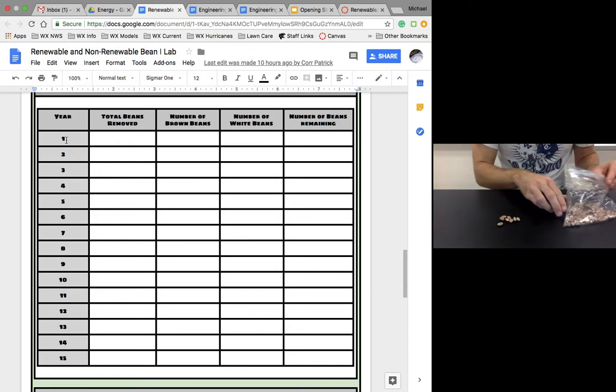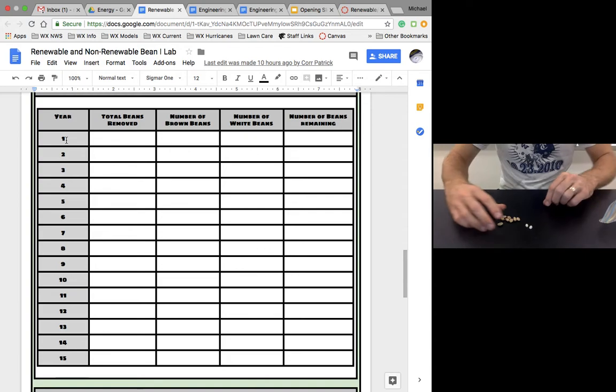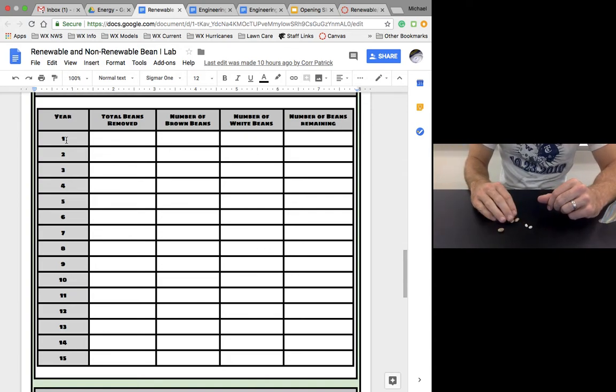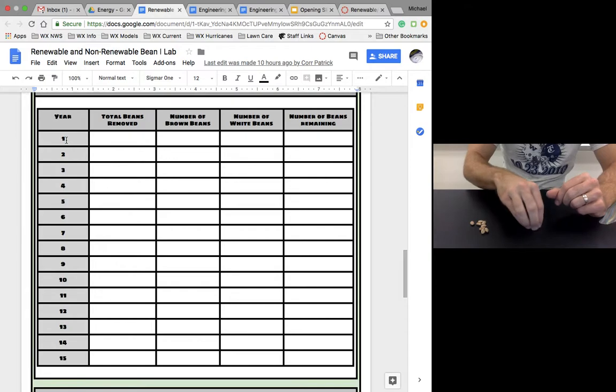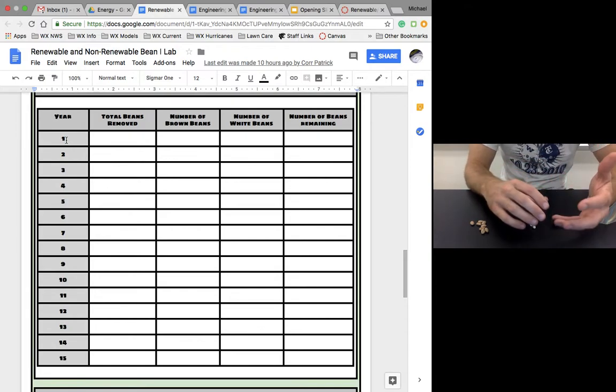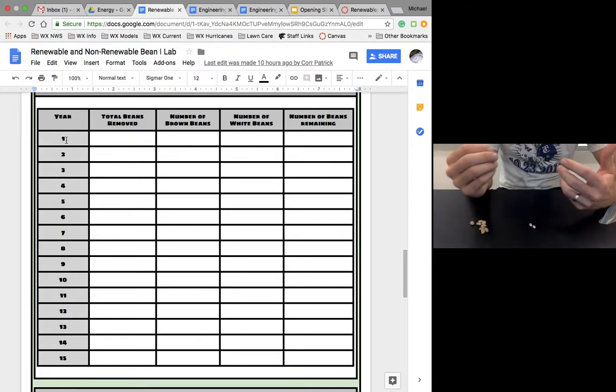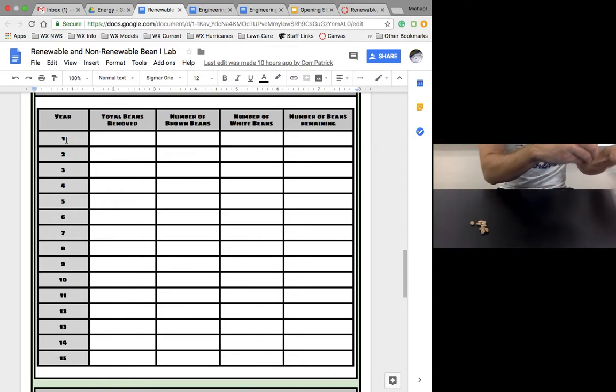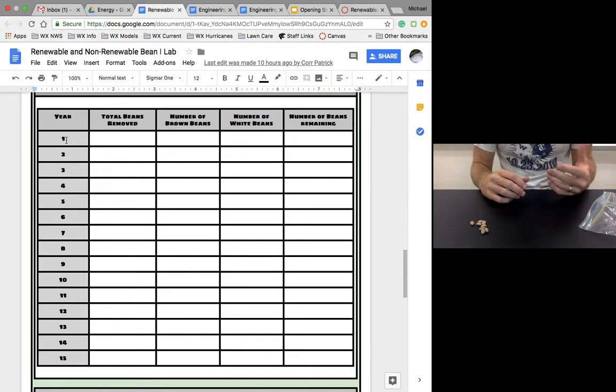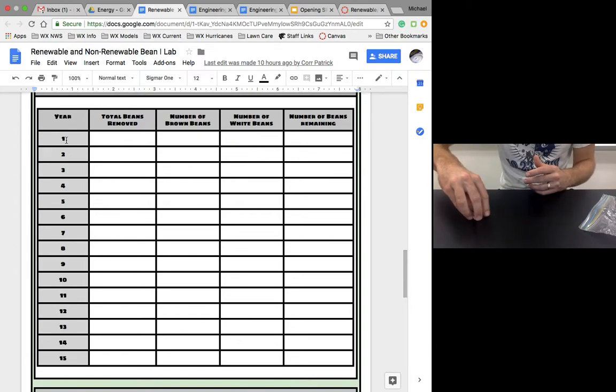Okay, so in year number 1, what we had was a situation where we pulled 10 beans, and we had 8 brown beans pulled, 8 forms of non-renewable energy, and 2 white beans. If we put 2 back in, the remaining number of beans should be 92. So we started off with 100 beans. We now have 92 beans because 8 are going to be cast aside.